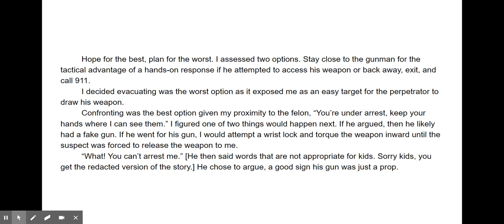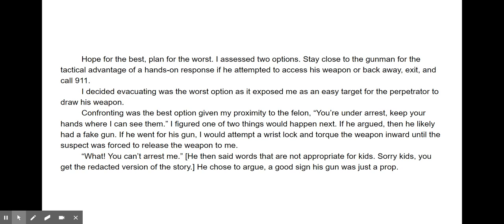Hope for the best, plan for the worst. I assessed two options. Stay close to the gunman for the tactical advantage of a hands on response if he attempted to access his weapon, or back away, exit, and call 911. I decided evacuating was the worst option as it exposed me as an easy target for the perpetrator to draw his weapon. Confronting was the best option given my proximity to the felon.